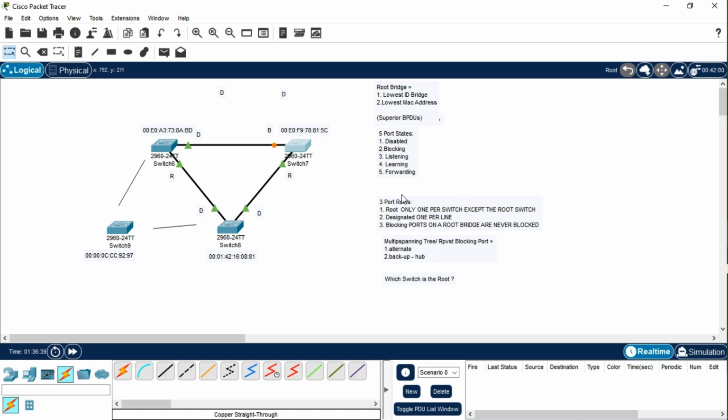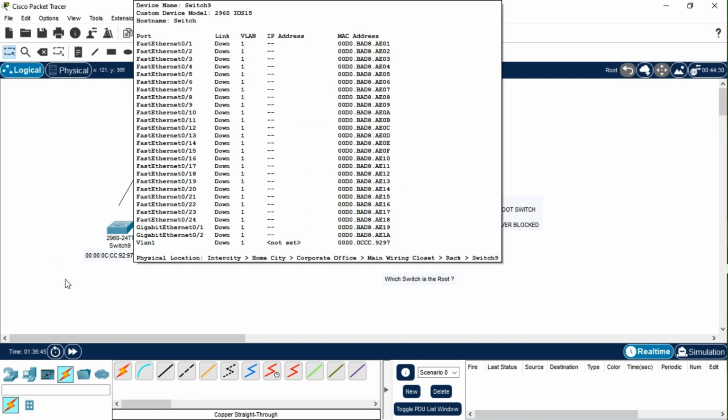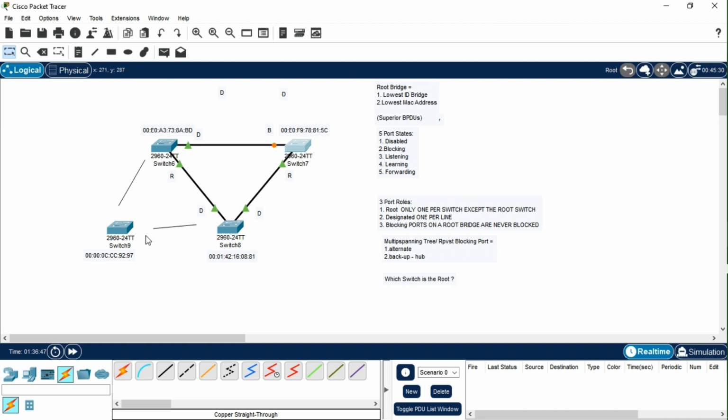So take a second. If we introduce this switch that has superior BPDUs, how will this affect our topology? Well, I guess you guys can pause the video and then go ahead and figure it out. I'm going to prepare over here and pause the video, and we're going to come back and figure this out together.